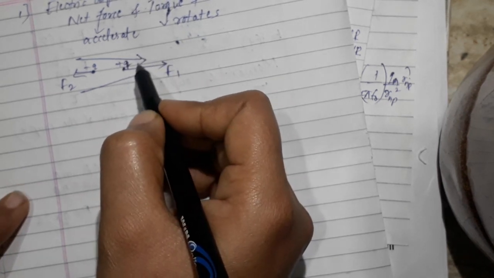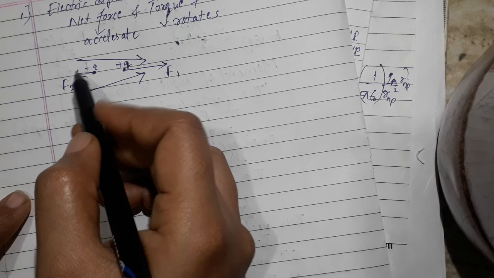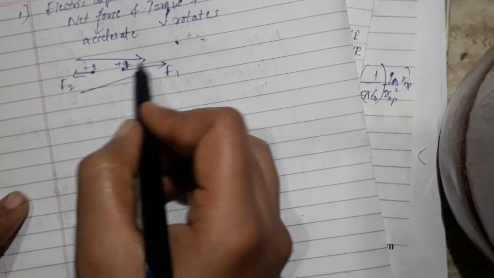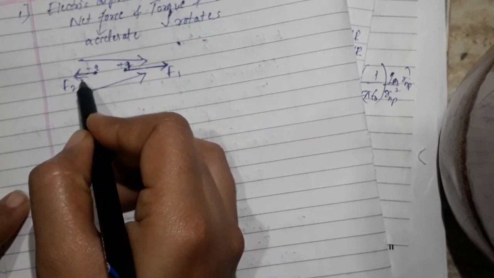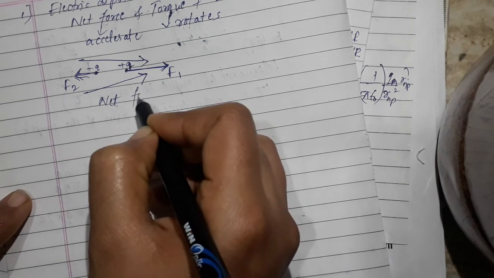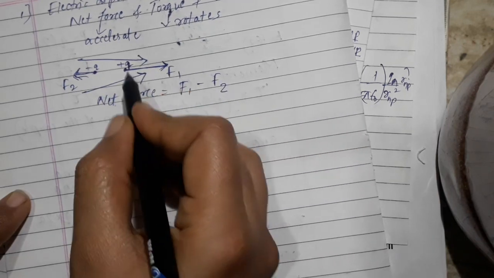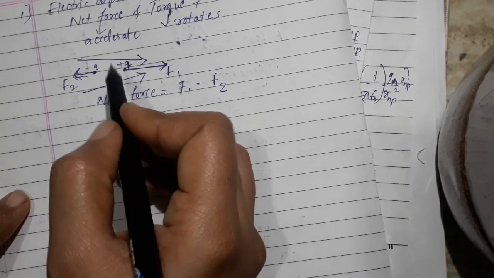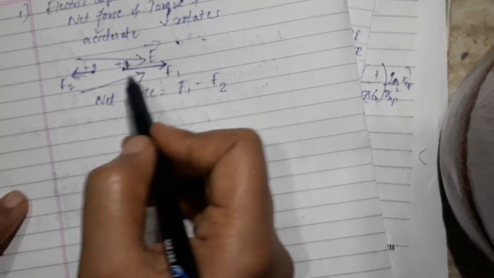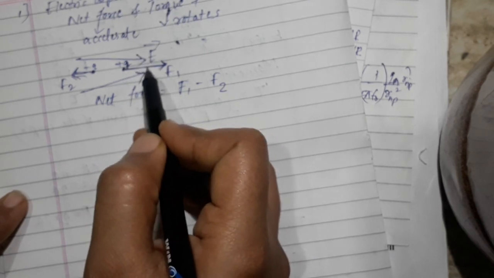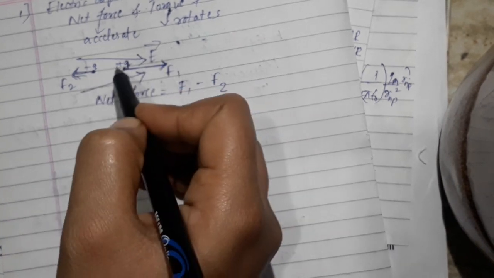So plus Q is in the region of stronger electric field and minus Q is in the region of weaker electric field. Hence the plus Q charge experiences a greater force. This force will be more and this force will be less in comparison. So the net force will be F1 minus F2. The dipole moves towards the direction of E, because plus Q always moves in the direction of the electric field and is in the stronger field.